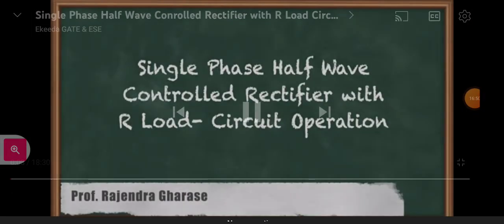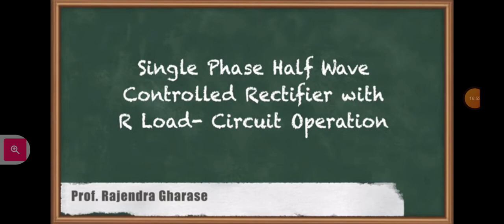In this video, we are going to discuss the circuit operation of single phase half wave controlled rectifier.